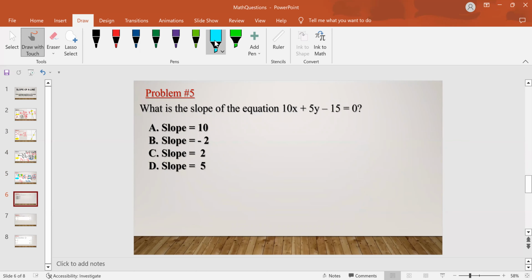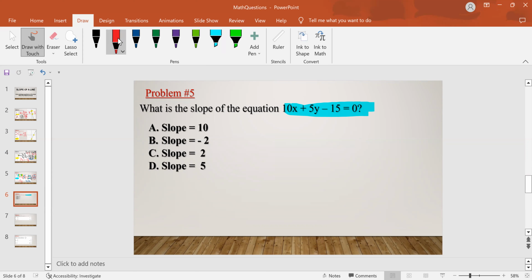This is another type of question to solve for a slope. Here they give you an equation. What you have here, we call it an equation, because they say something is equal to something. So 10x plus 5y minus 15 is equal to 0. And they ask you to find the slope.